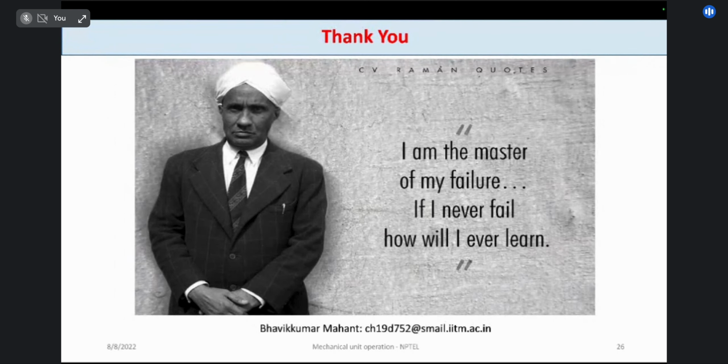Now at the end I just want to quote the famous scientist C.V. Raman, engineer and Nobel laureate: I am the master of failure. If I never fail, how will I learn? So what is the meaning of this quote? He is saying that if you are not ready to fail, then you will not succeed in the future. So you always need to accept the failures on your way and overcome those failures by converting them into success.